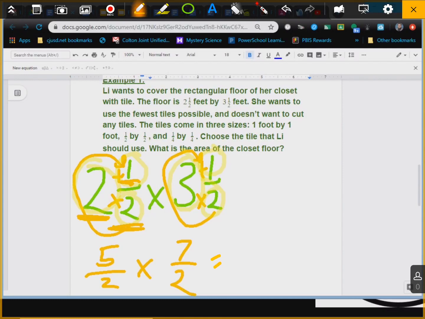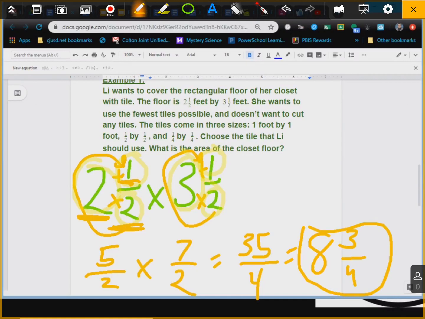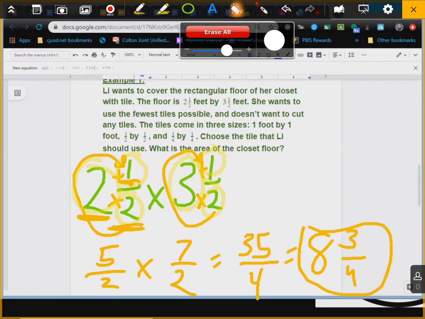And now we just multiply. 5 times 7 is 35, 2 times 2 is 4. And look at that. We get the same answer that we did when we did the area model. So we know that's going to be 8 and 3 over 4. Okay? This method might be a little bit easier for some of you guys, or simpler. And that might be one that you would want to use instead. But the area model helps too, so you can visually see it.